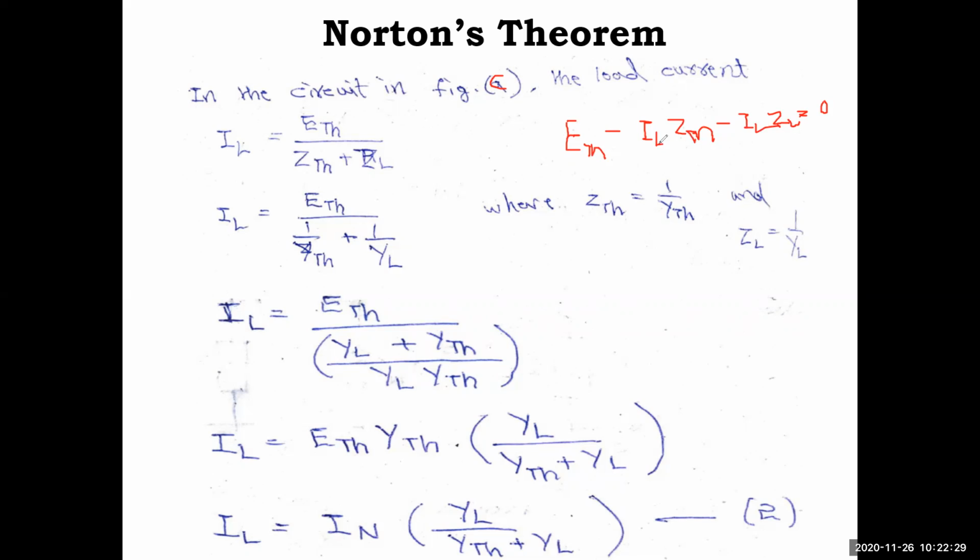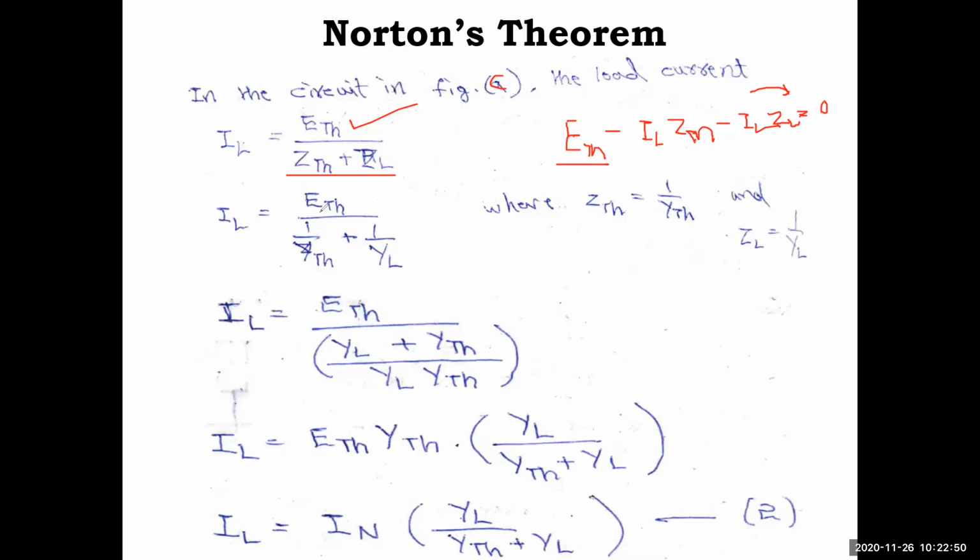If you take IL grouping, you will get IL common, ZTH plus ZL. From that, IL is equal to ETH on the left side, so ETH comes in the numerator, and the coefficient of IL comes in the denominator, ZTH plus ZL. Hope this is clear. Have you got it? So this is from KVL.